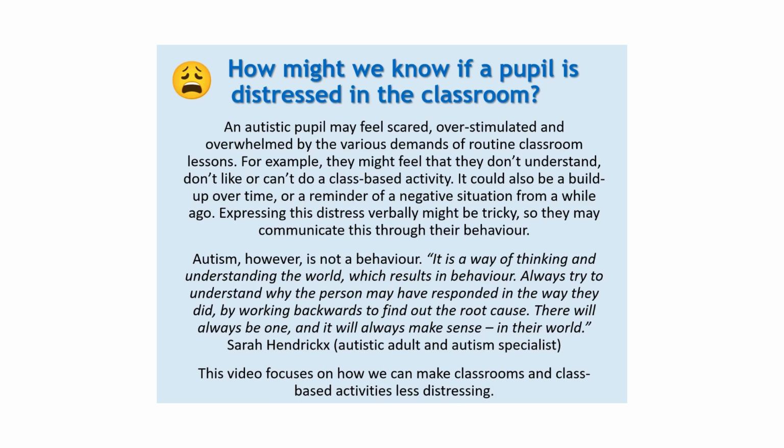How might we know if a pupil is distressed in the classroom? An autistic pupil may feel scared, overstimulated, and overwhelmed by the various demands of routine classroom lessons. For example, they might feel that they don't understand, don't like, or can't do a class-based activity. It could also be a build-up over time or a reminder of a negative situation from a while ago.